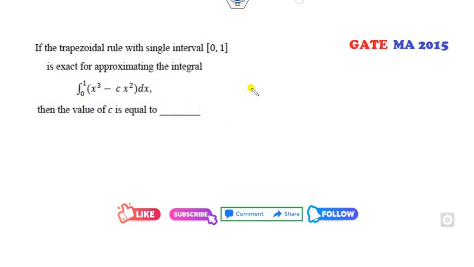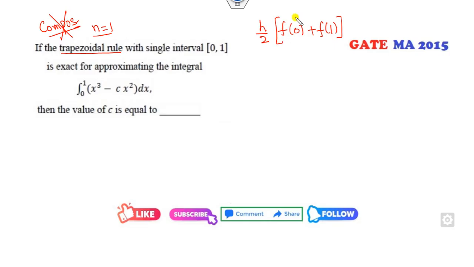Okay, look at another one. A trapezoidal rule is given. Is the word composite given in this statement? No. So that means n is 1. So I can use h over 2 times f of the lower limit plus f of the upper limit. So I can substitute h. What is h? b minus a, so 1 minus 0. n is 1, so it's 1. Then half. What is f of 0? 0.